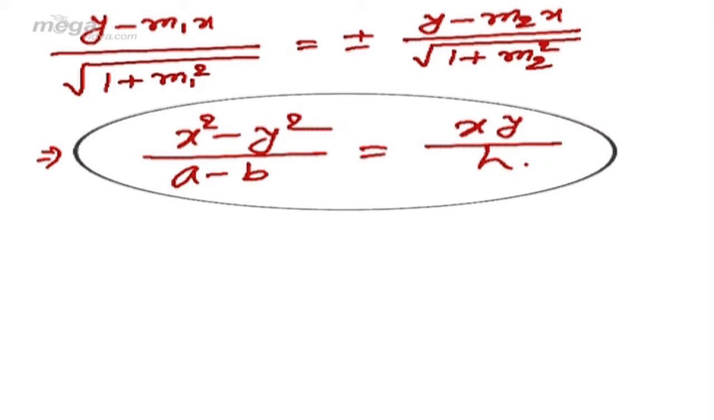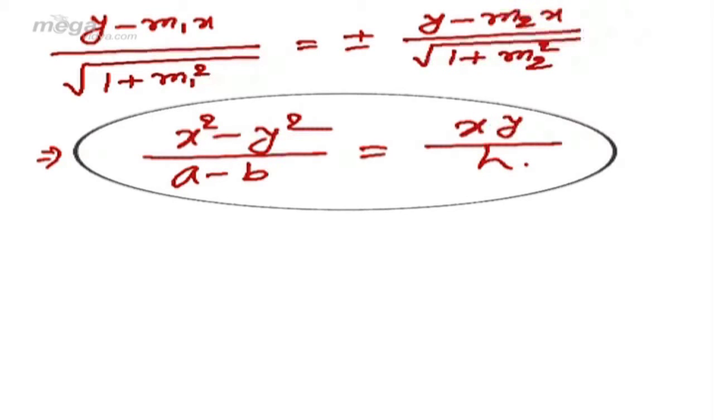Now student, you can remember this equation like this: x square minus y square. In the denominator we will write the coefficient of x square and the coefficient of y square. Now here xy, so we will write here the coefficient of xy without 2, with the same sign. Here it is written x square minus y square, so here it is a minus b.